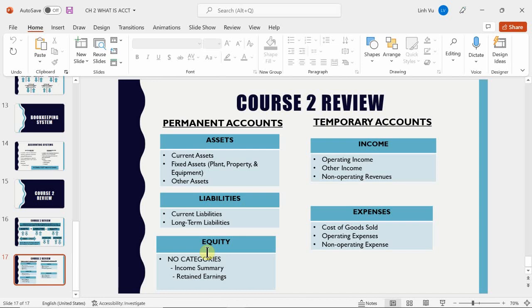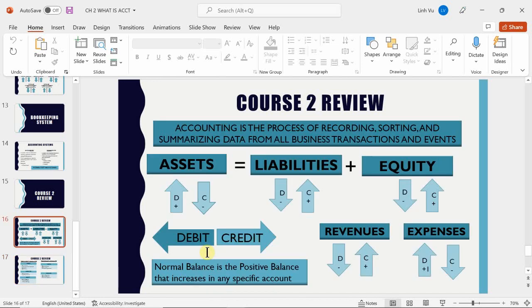Again, I told you that using the accounting model is going to help you determine whether you're increasing or decreasing an account. As we mentioned, assets are always going to be increased with a debit. Liabilities are always going to be increased with a credit. Revenues are always going to be increased with a credit.